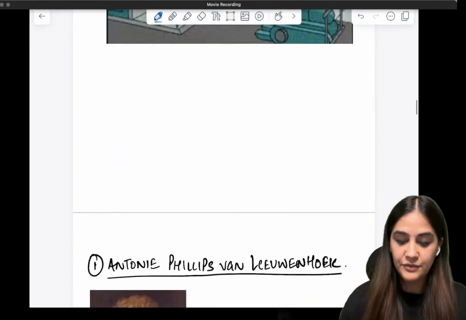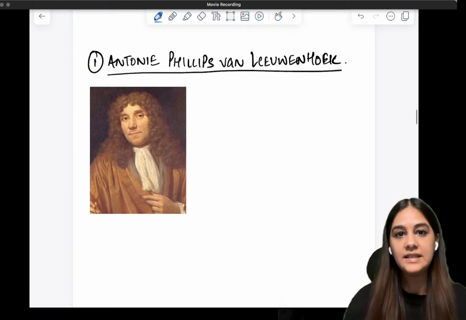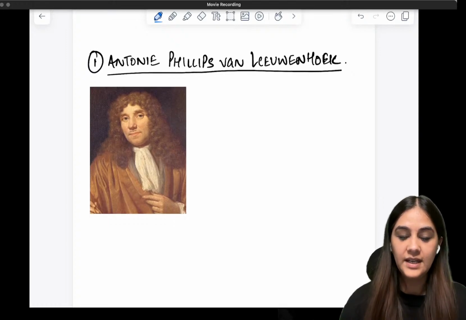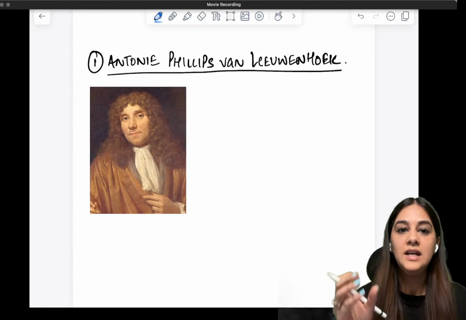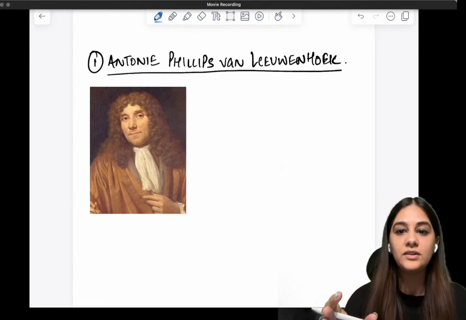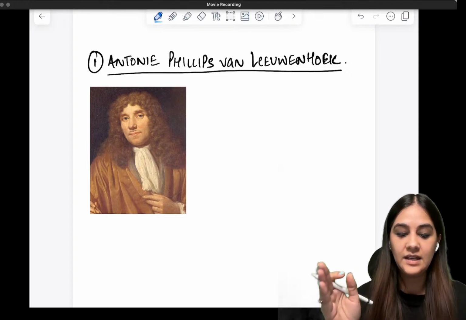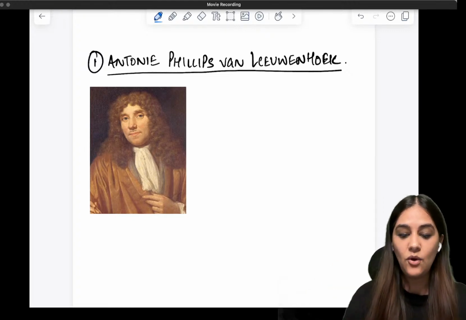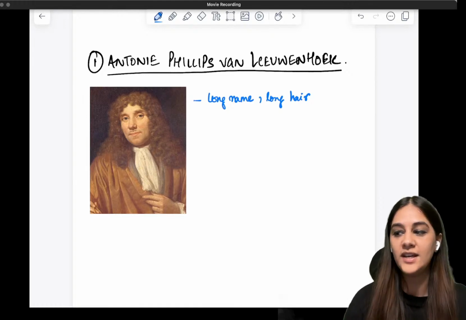Great. So the first topic is our scientists, and the first scientist that we are going to talk about is Anthony Phillips von Leeuwenhoek. I'm also going to try and tell you how you can remember these photos of the scientists because these photos also come as a spotter in your exams, and you just have to match the photo with the scientist's name. So Anthony Phillips von Leeuwenhoek has such a long name, and he has long hair. That is how you're going to remember this scientist. He has a long name, he has long hair.